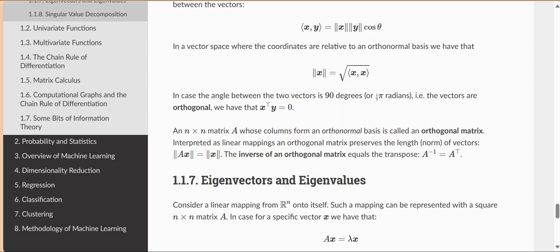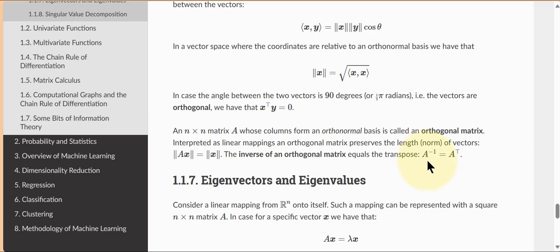So maybe not the best name for this, because orthogonal matrix makes you think, oh, somehow it's perpendicular to something. But that's not what it means. It means that the columns are perpendicular to each other.